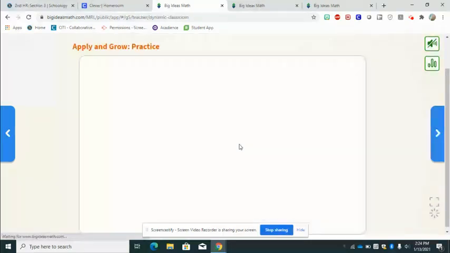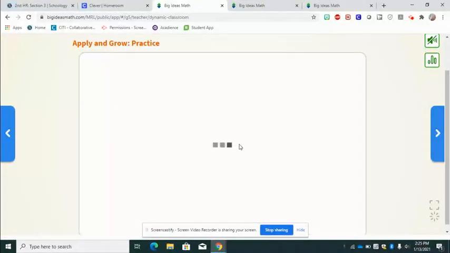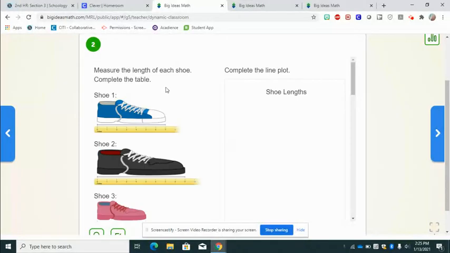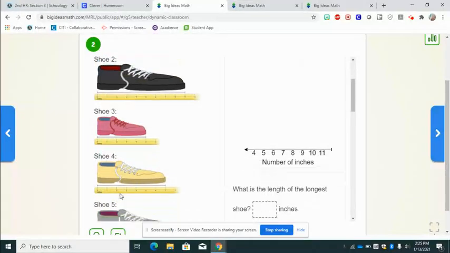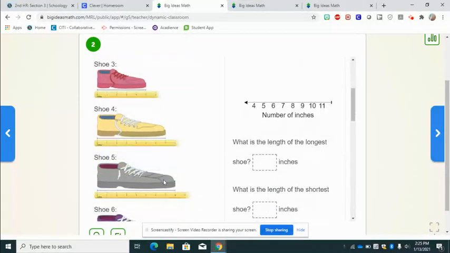Okay, now we're going to do our apply and grow practice. And we're going to be measuring shoes. So we're going to measure this length of each shoe and then complete the table. So this shoe is 7 inches long. Shoe 2 is 8 inches long. Shoe 3 is 5 inches long. And shoe 4 is 7 inches long.